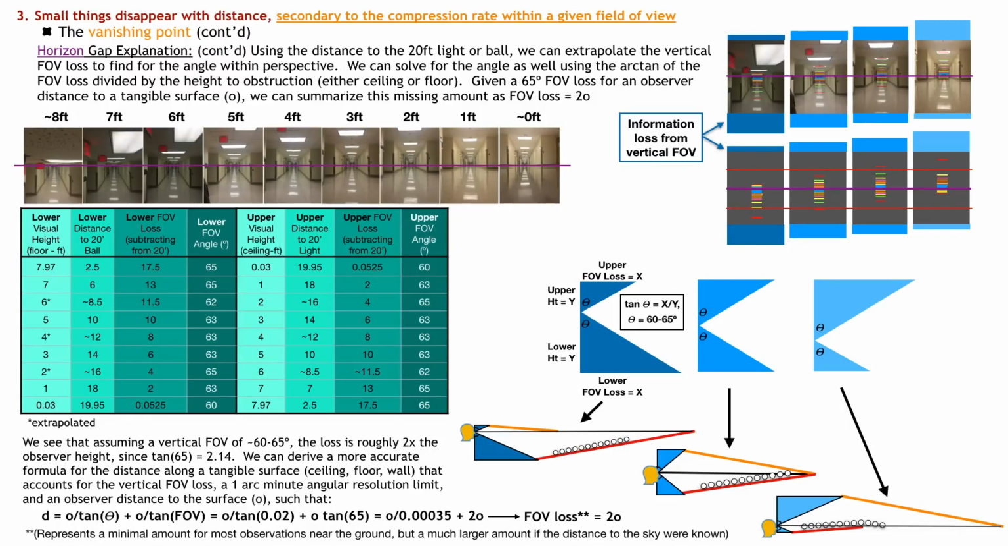So given this 65-degree field of view loss for an observer distance to a tangible surface, we can summarize this missing amount as field of view loss equal to 2 times the observer height. So if that seems a little confusing, just stay with me. I will try to go through it. But I don't want to go through it in too much detail because what I've found is that this loss is fairly negligible when we are talking about the distances and what we're observing. But I want to make sure it's here in case this has relevance to someone down the road.